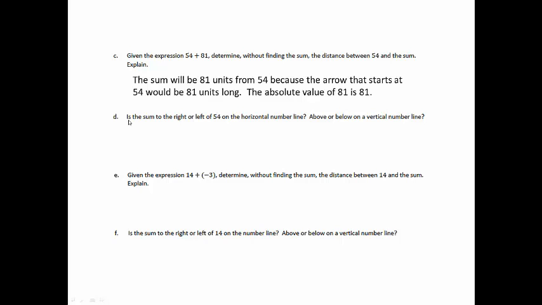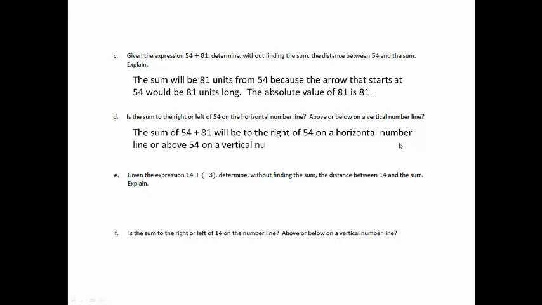They want to know in Part D, is the sum to the right or left of 54 on a horizontal number line, or above or below on a vertical number line? Well, on a horizontal number line, since 81 is positive, we're going to be to the right. But on a vertical number line, the sum will be above 54.